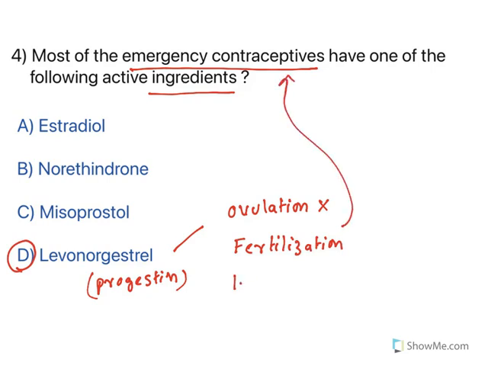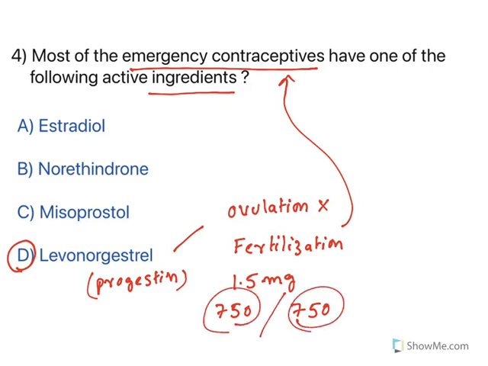Usually it is given in higher doses like 1.5 mg, which is divided into two doses. Like 750 mcg is given and then 750 is given. 750, 750, it is divided into two doses. Now a high dose of levonorgestrel is given, and that is what causes disruption of ovulation or fertilization.